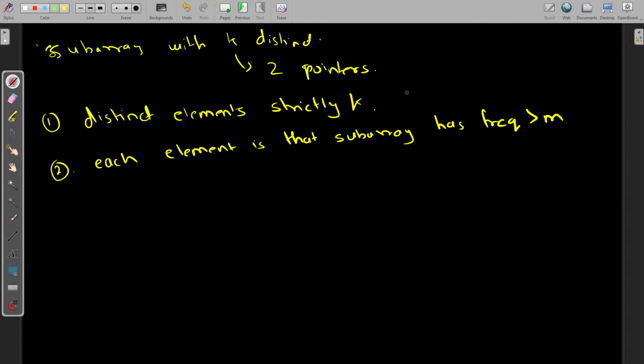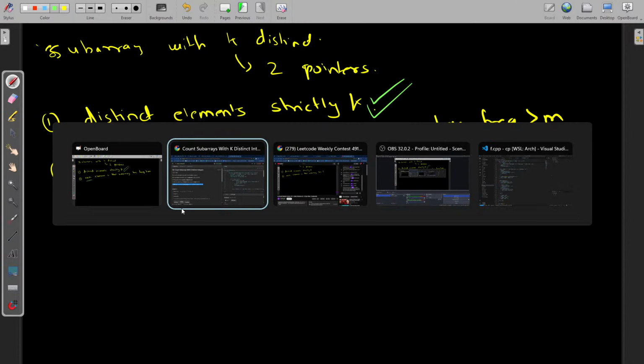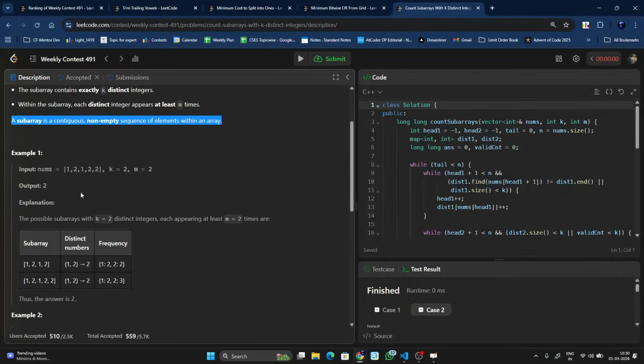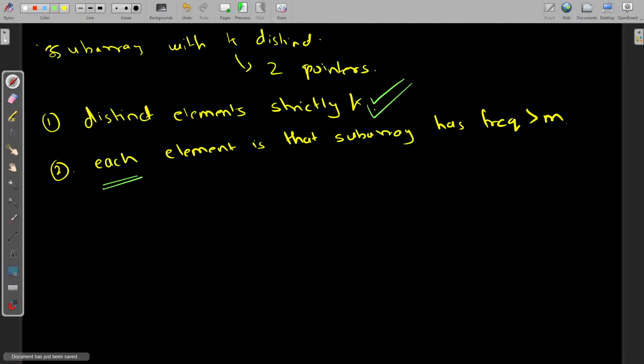This most of us might have already solved on LeetCode, but this is something new. So how can we approach this particular problem? So let's first take a subarray. We'll take this only, 1, 2, 1, 2, 2. Let's take this subarray.